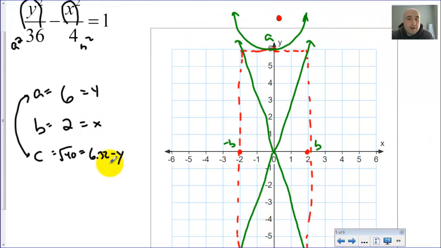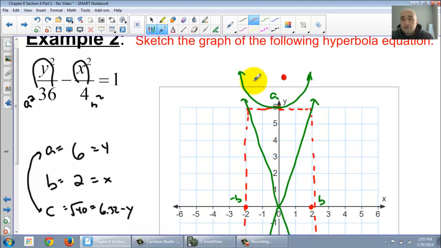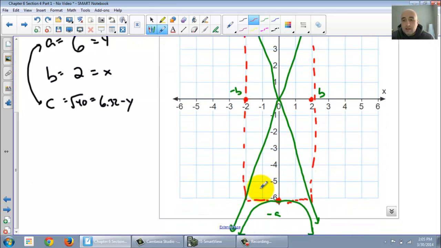Now the only thing we have to do is add our C values. Our C here is 6.32. This is an issue because my graph only goes to 6, but that's okay. We're going to go 6.32, about right there. There's our positive C. And we're going to go negative 6.32. There's our negative C.